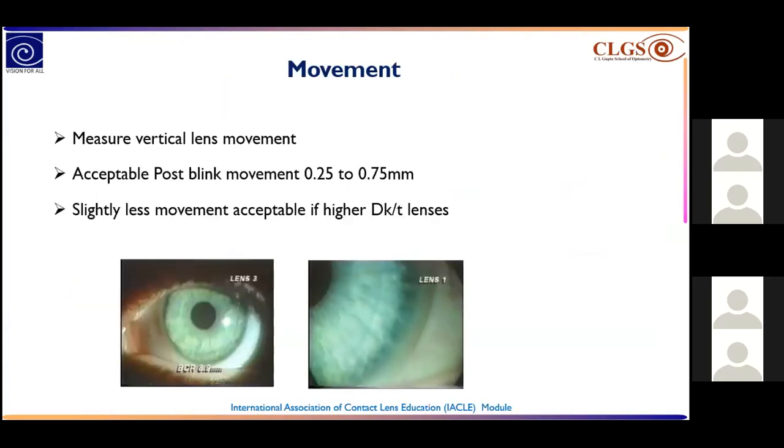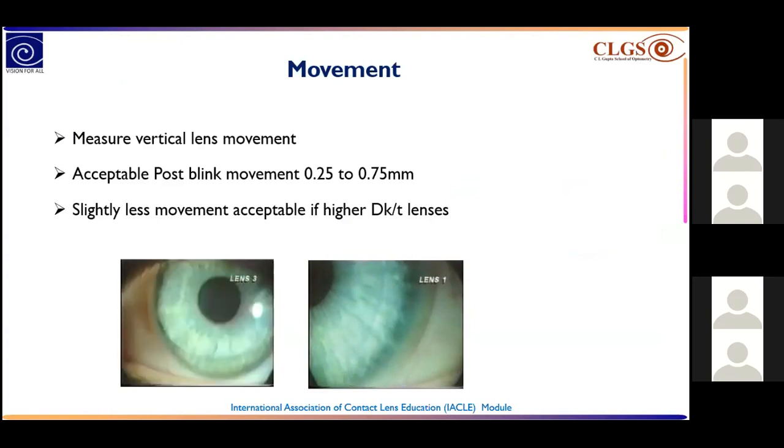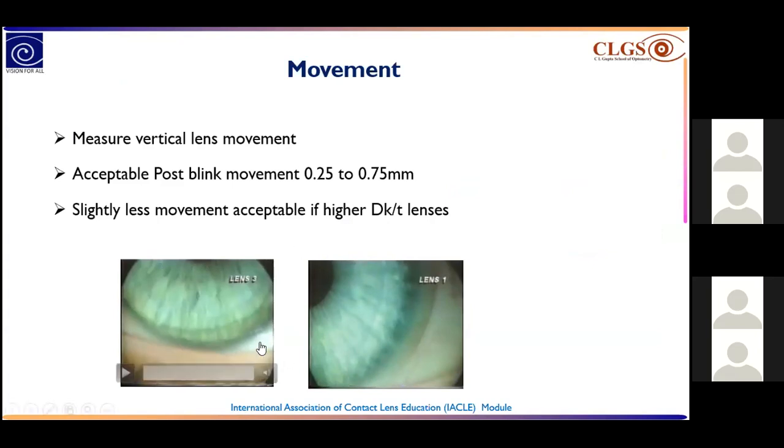So the next is movement. The ideal movement should be 0.25 to 0.75 mm. How do we check the movement? We ask the patient to look in the primary gaze position and to blink, and then we target one conjunctival vessel. From that conjunctival vessel, when the patient blinks, we look at how much the lens moves relative to it. That will give you an idea of how much movement there is. And this movement we always have to check vertically, with the patient in the primary gaze position.